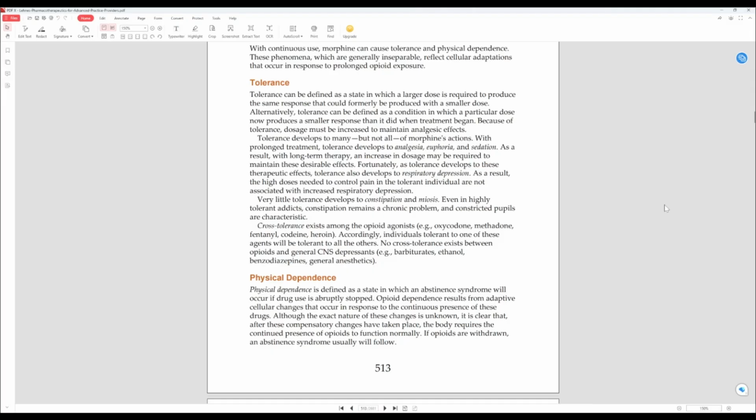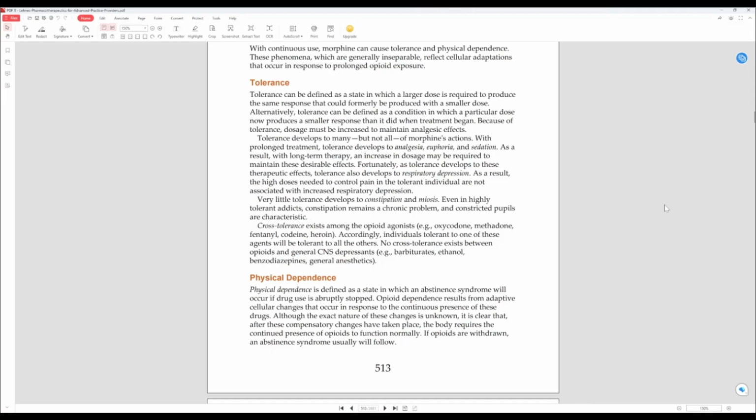Alternatively, tolerance can be defined as a condition in which a particular dose now produces a smaller response than it did when treatment initially began. Because of tolerance, dosage must be increased to maintain analgesic effects. Tolerance develops to many, but not all, of morphine's actions. With prolonged treatment, tolerance develops to analgesia, euphoria, and sedation. As a result, with long-term therapy, an increase in dosage may be required to maintain the desirable effect.